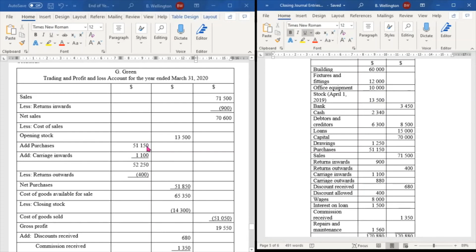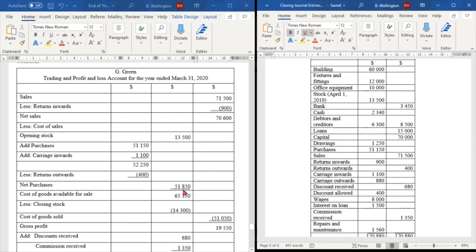Then we're going to make some adjustment to our purchases to arrive at net purchases. So we look for our purchases. Yes, there it is, $51,150. We're going to add carriage inwards to that. Carriage inwards was $1,100. And then we're going to take out the returns outwards from it. Returns outwards, there it is, $400. And that gives us net purchases of $51,850.